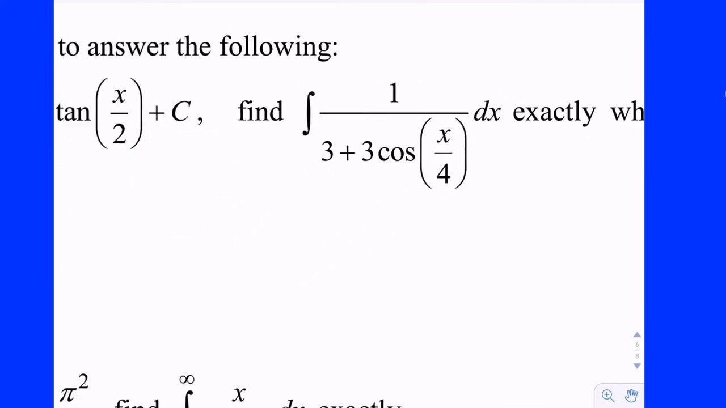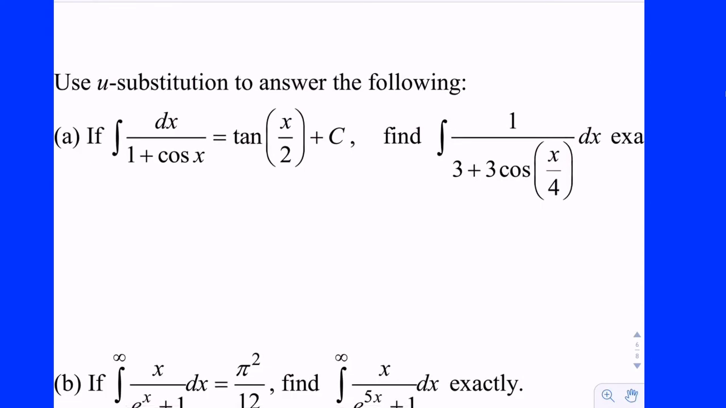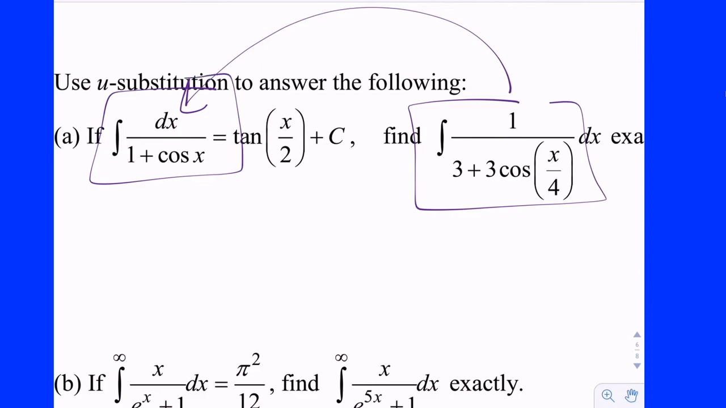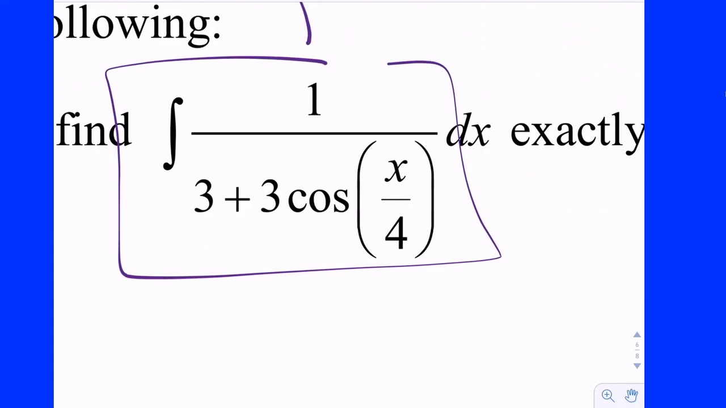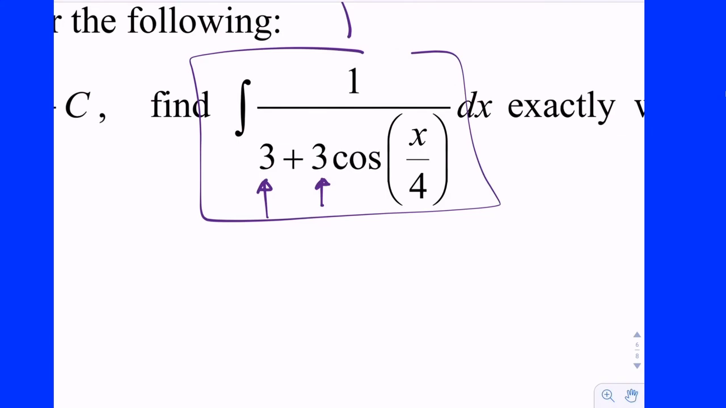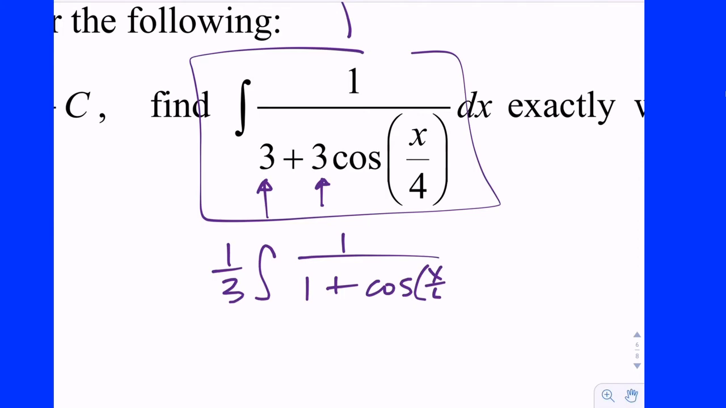Well, what are we going to do exactly? We're going to have to make this form fit this form here. And it looks kind of similar. The first thing you might notice is that this is a 1, and the coefficient of cosine is a 1. And over here, they're both 3s. So one thing you could do immediately is factor out a 3 from the denominator, which is factoring out a 1/3 from the whole problem, and that makes it look a little bit closer to what we want.